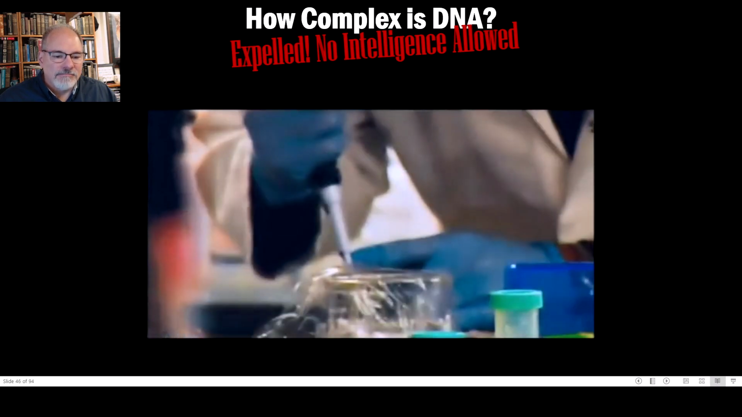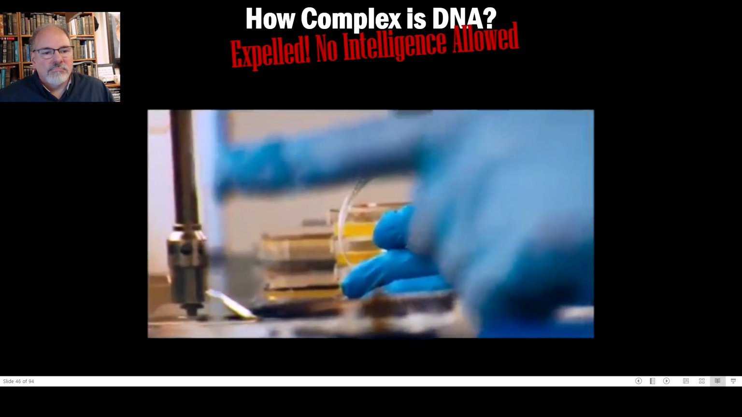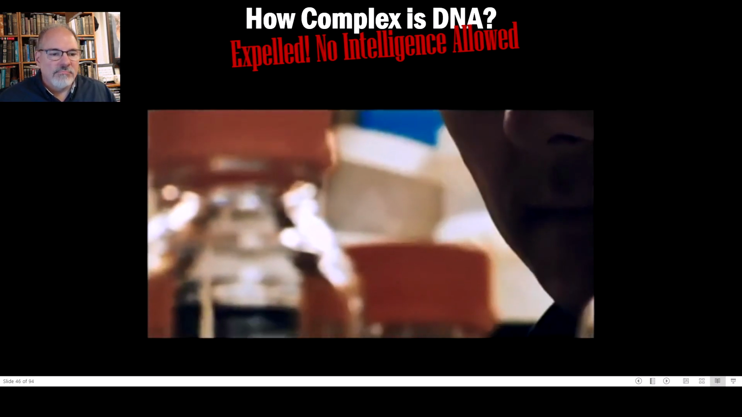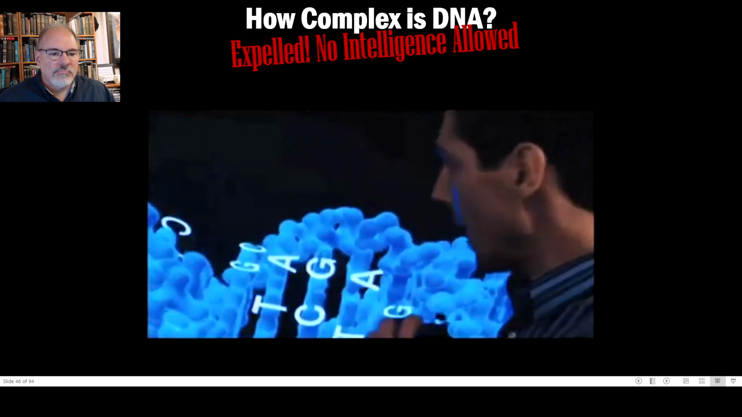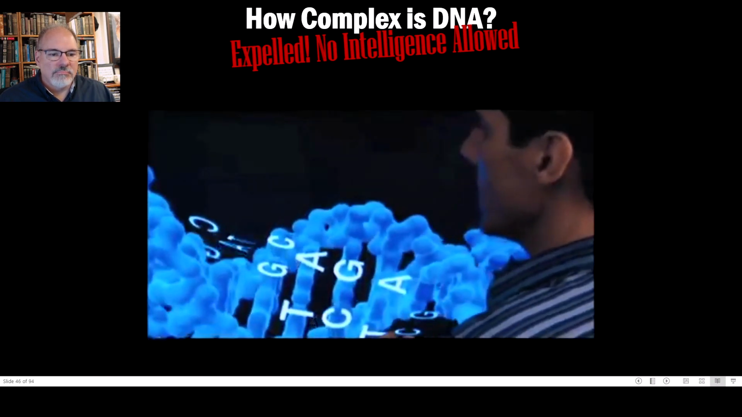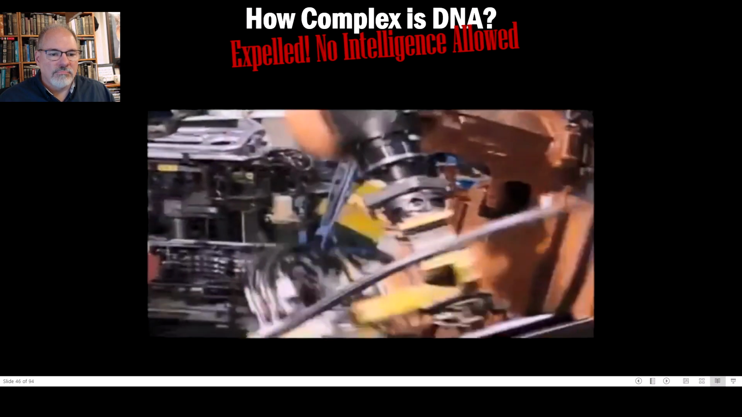I needed someone who could give me a glimpse into this world. So we went to molecular biologist Doug Axe. Think of a cell as being a nanofactory, a factory where on a very small scale, digital instructions are being used to make the components of the factory.